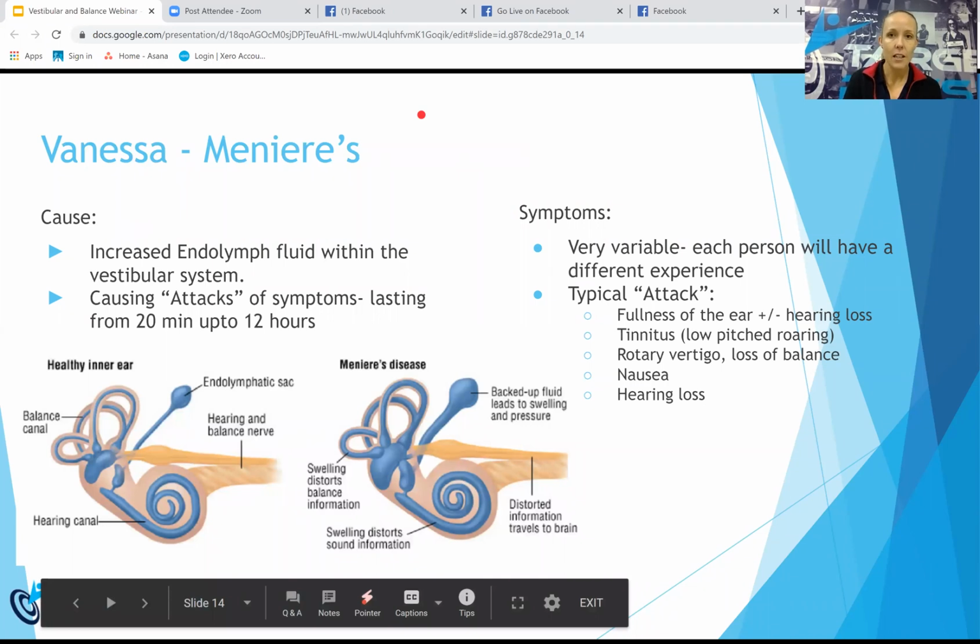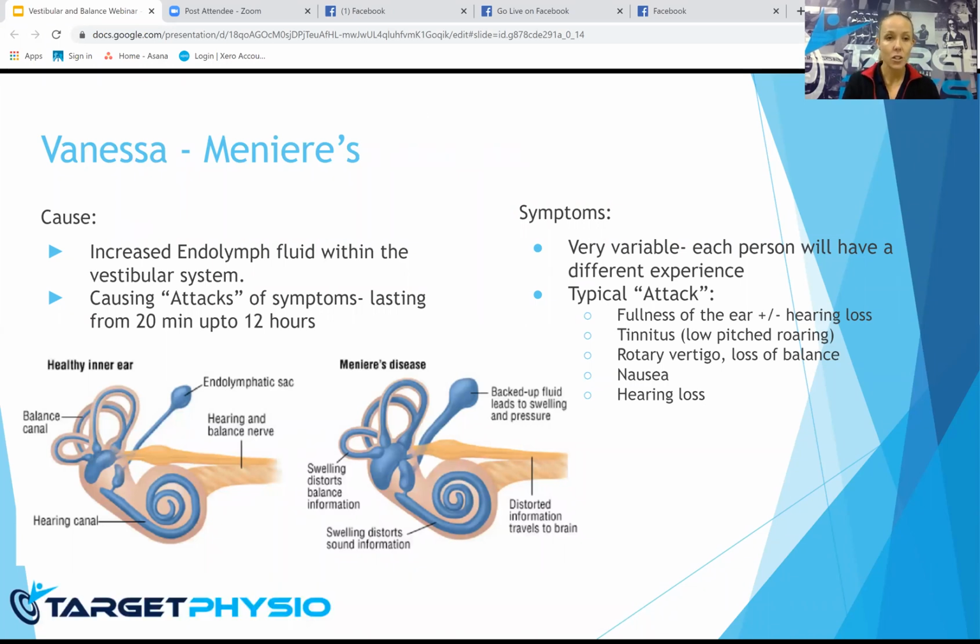Okay, so my next one is going into Vanessa. She was the one that presented, and her story was around having 2 episodes of dizziness, some ringing in her ear. It was a low-pitched roaring sound, and she had some imbalance. The first one lasted for about half an hour, but the second one was more a couple of hours. She also mentioned that she had some dizziness between those 2 more serious dizzy spells, where she felt just a bit off balance. And she was diagnosed with Meniere's disease.